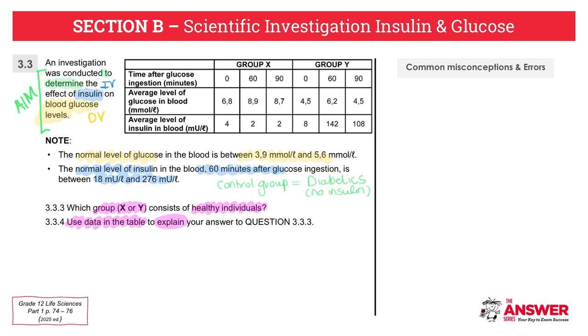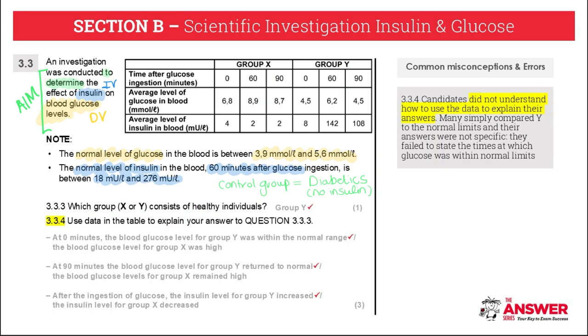And then we can also look at the 90-minute interval as a last possible place where you could have given a reason. At 90 minutes, if we look at the average level of glucose in the blood, we see that for group X, it stays quite high, 8,7, which is above the normal level of glucose in the blood. And for group Y, it has returned back to 4,5, its original value that is within the normal level range of glucose in the blood. So that's 3 different reasons. By looking at all the data on the table, we can find a reason for what happens before glucose ingestion, 60 minutes after, and 90 minutes after to confirm that group Y are the healthy individuals.